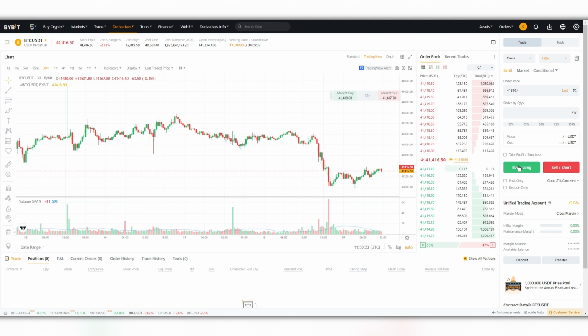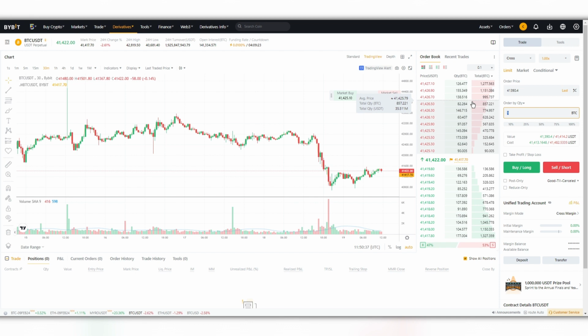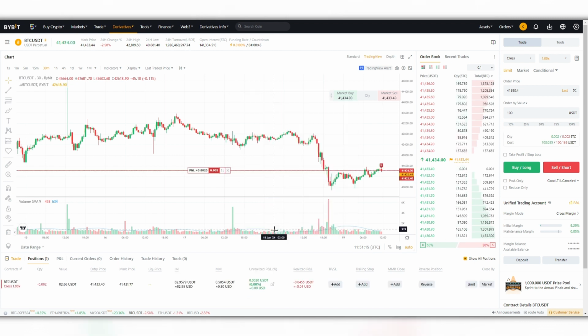There can be a short, buy, or long, entering the same amount of 1 Bitcoin. Click sell short, that's it. The transaction is completed. The price goes up, we lose money. The price goes down, we make money. Then, literally in one click, let's say, here I click sell short. Let's put the USDT amount here. Let's put 100 USDT as an example. I'll show you: on clicking sell short, a window with information pops up, confirming everything is ready.